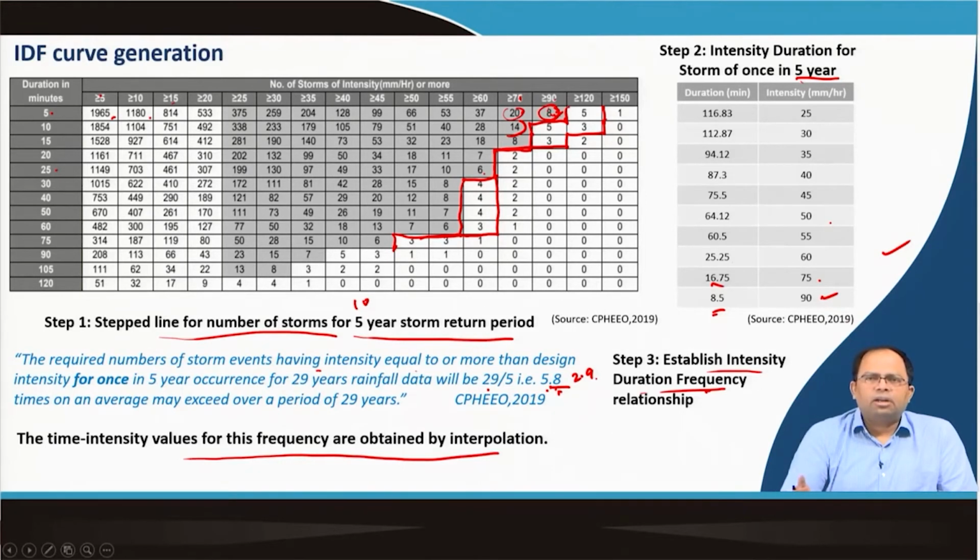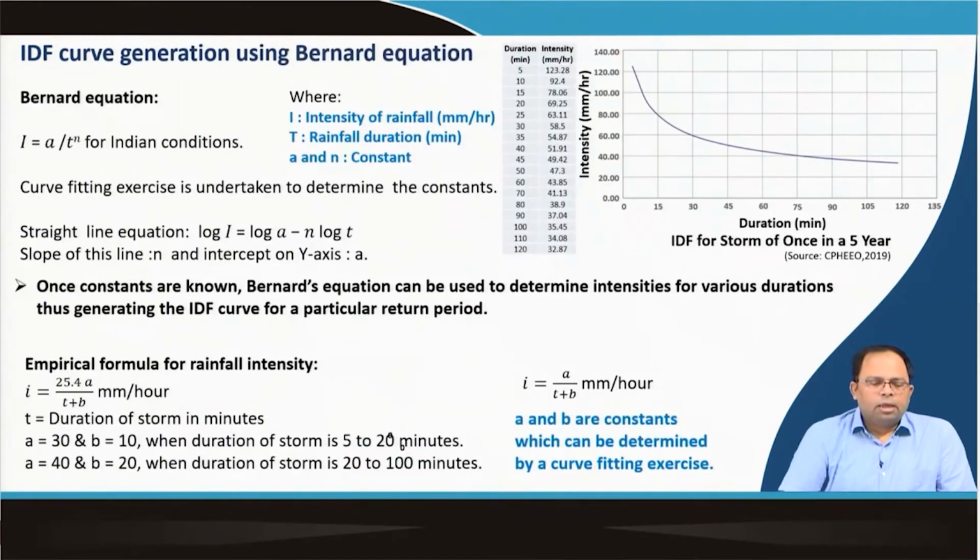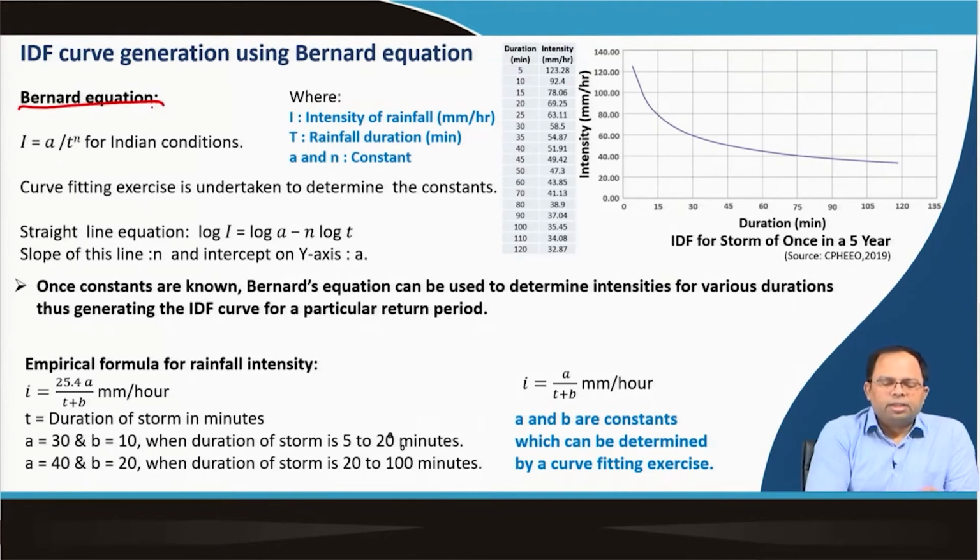This could be done through any sort of regression, right. So, how do we generate that relationship? For example, in Indian condition we use this Bernard equation for generating IDF curves, where the relationship that is proposed is I equal to A divided by T to the power n for Indian conditions. I is intensity of rainfall in millimeter per hour, T is rainfall duration, and A and n are constants. So, we need to calibrate based on the data that is available to us.